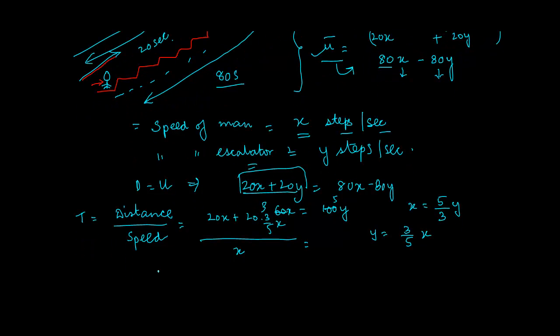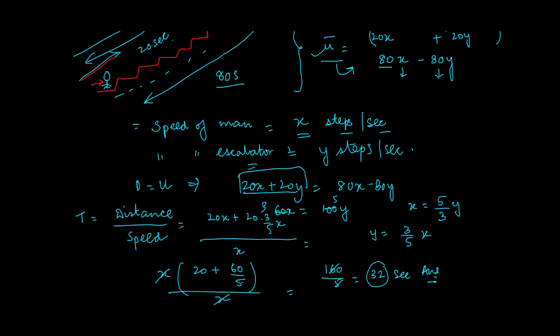If you take x common here, you are left with 20 plus 60 upon 5, divided by x. x knocks off. 5 times 20 is 100 plus 60, 160 by 5, or 32. So the time taken will be 32 seconds when the escalator is stationary.